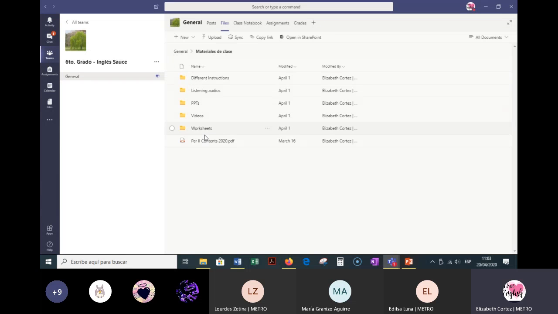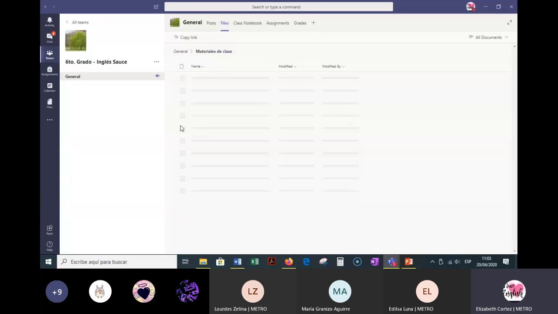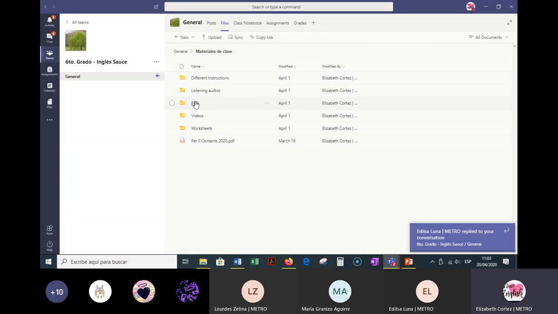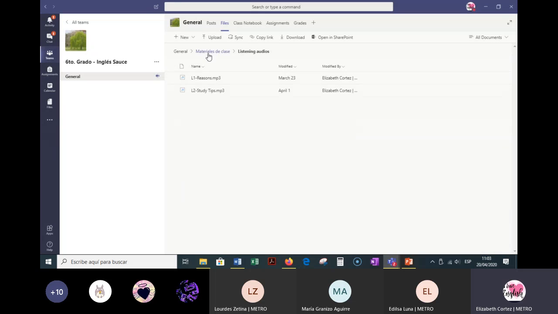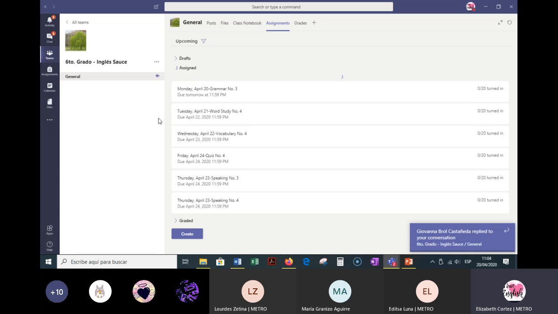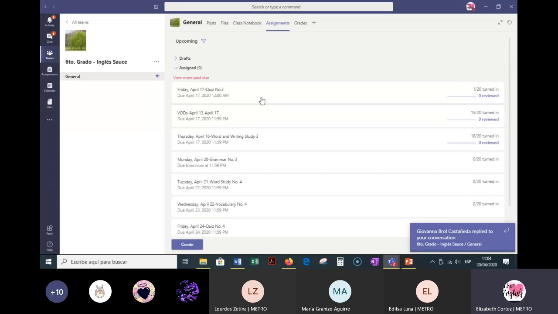All right, you have the folders, the worksheets, you find worksheets, videos, you find the videos there, and the PowerPoint presentations in PPTs, listening audios, they're here. And whatever other document with instructions I give you, it will be here, as well as in your class notebook. I'm going to skip class notebook for the moment because that's where we're going to spend most time with. So remember, whenever you finish an assignment in the class notebook, where we're going to be working now, you have to come back here and post and click turn in.